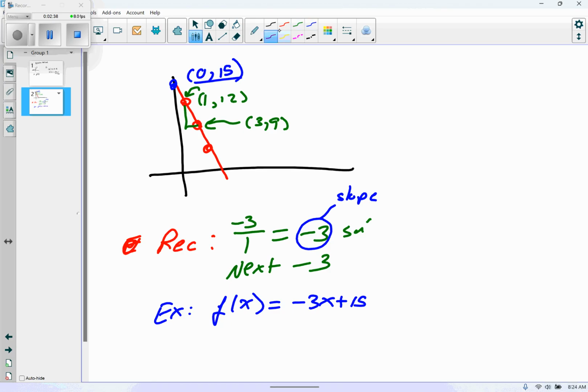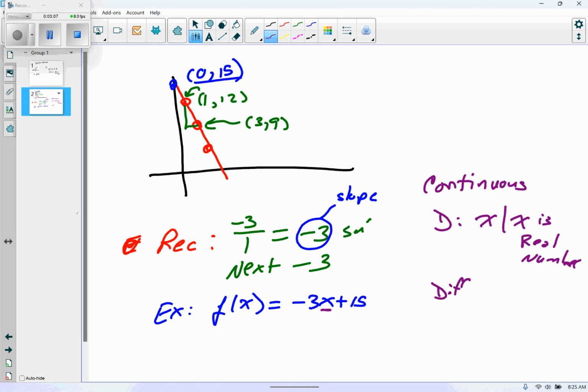The domain, so first off, it's continuous, okay, because it's a straight line that we've drawn. And then our domain would be x such that x is all real numbers. That means I could have plugged anything in for x and gotten something out. And then the type of function this is, and the difference. So our difference is going to be the minus 3, and this is also linear because it makes a straight line.